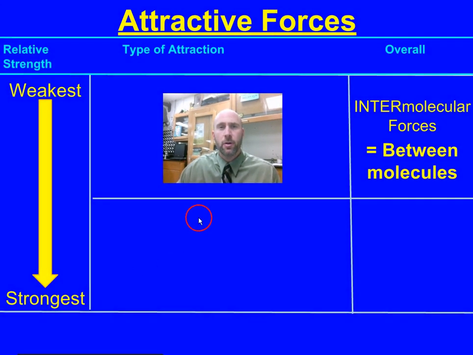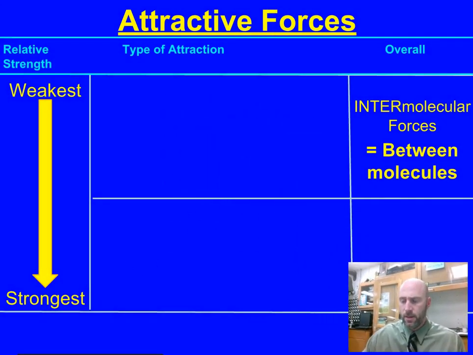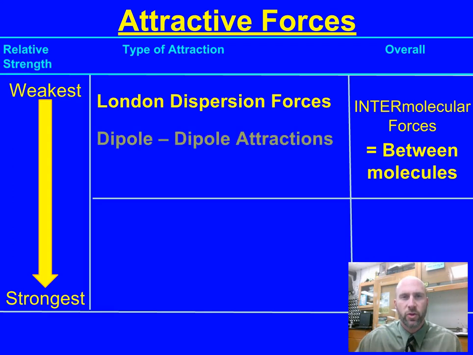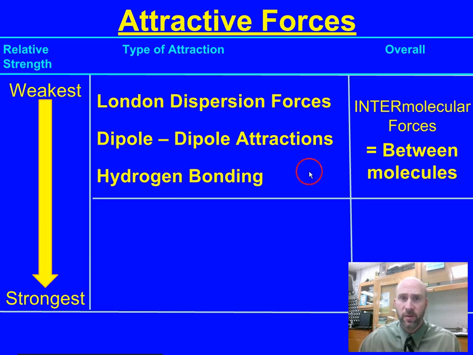All right, so here are the different kinds that we're going to be talking about today. London dispersion forces, those are the weakest. Now we're going to go more in depth with all of these, so just save some room in your notes for this, but again, this is a nice overview chart. The next strongest are the dipole-dipole attractions, and then after that is hydrogen bonding. Okay, so that's the strongest. Hydrogen bonding is the strongest of the intermolecular forces.